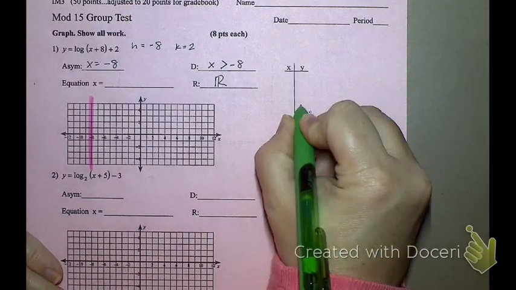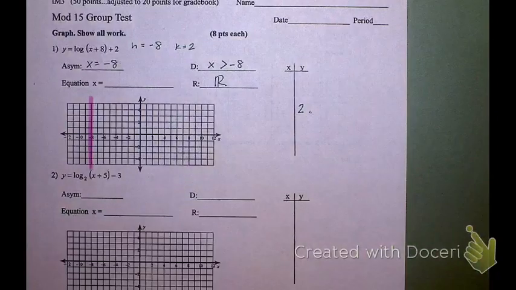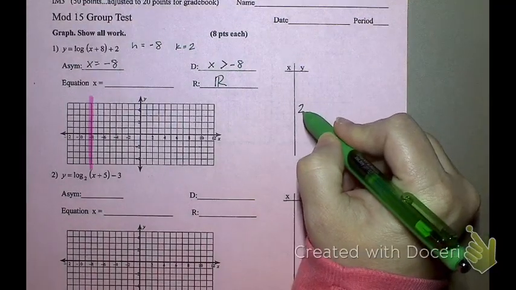Where's the 2 from? That is my K value. Now some people say, can I just put any value into my XY chart? And I say no. I need to see the middle of your graph, which means I need to see your K value right there.